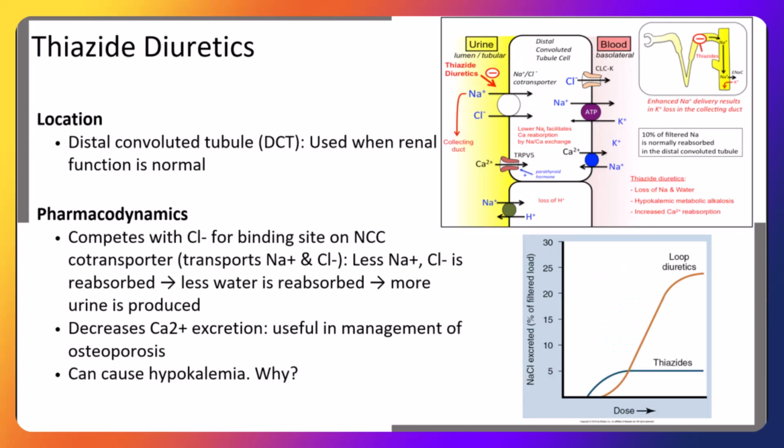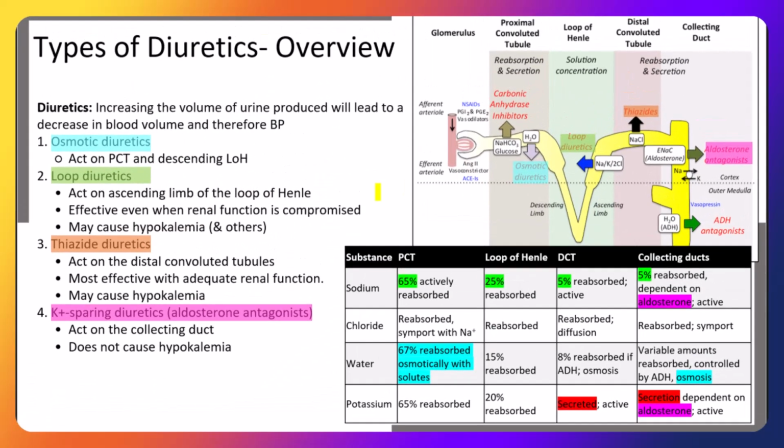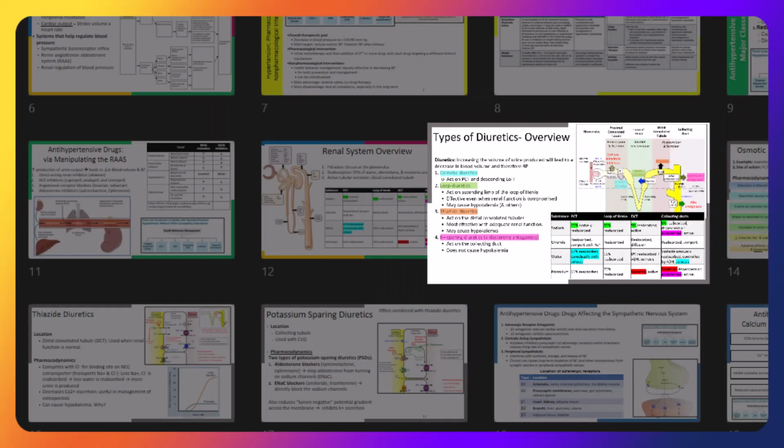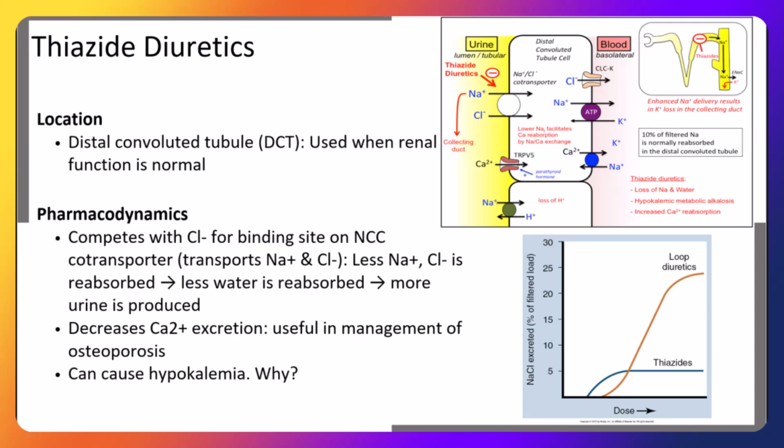All right, I know that was a lot on loop diuretics, but we're moving on to the next one now. So we've looked at osmotic, loop, and now moving on to thiazide diuretics. Thiazide diuretics are really important in managing blood pressure and sometimes even bone health, as you'll learn soon. Thiazide diuretics are going to be working at the distal convoluted tubule, so shown here in this image.